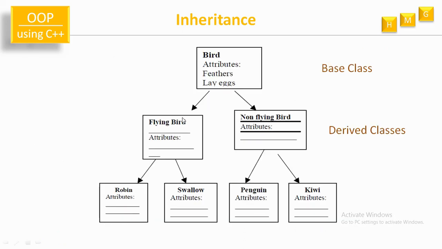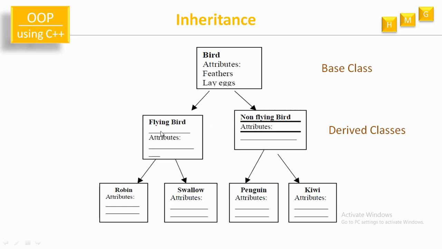Let us see the example. Here bird is one class which has certain features like feathers and lays eggs. Every bird has feathers and every bird lays eggs. So these are the common attributes or features of a bird. Now from this bird class I can create or define two other new classes. One is flying bird and another is non-flying bird.